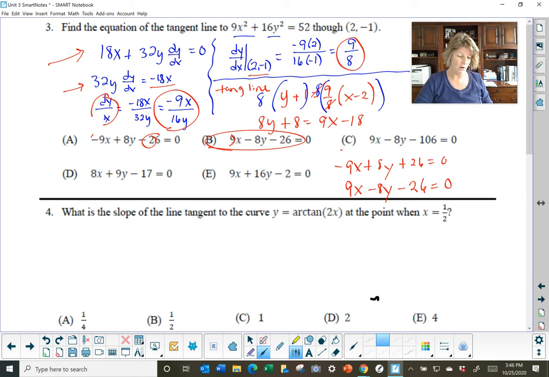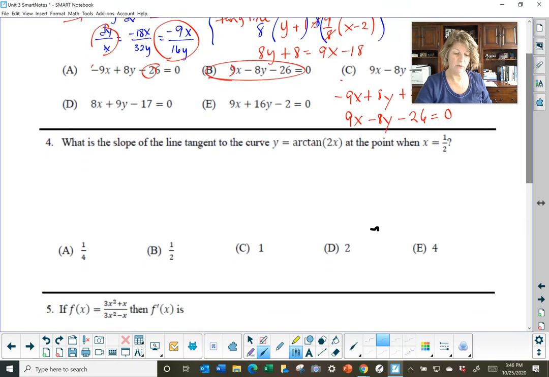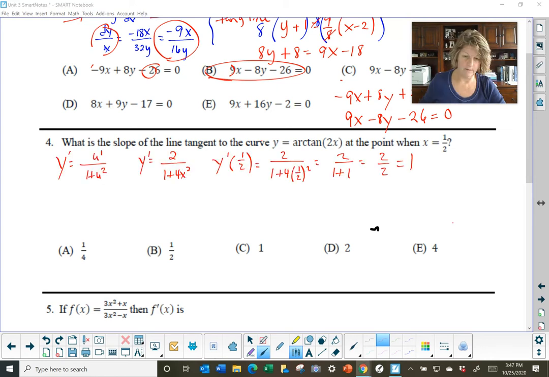Okay. What is the slope of the line tangent to the curve arctan of 2x at the point x equals 1/2? Pause the video. Take the derivative. Hopefully you remember the pattern for arctan, u prime over what? Hopefully you had success on this one. This wasn't too bad. Here's my pattern for arctan: u prime over 1 plus u squared.